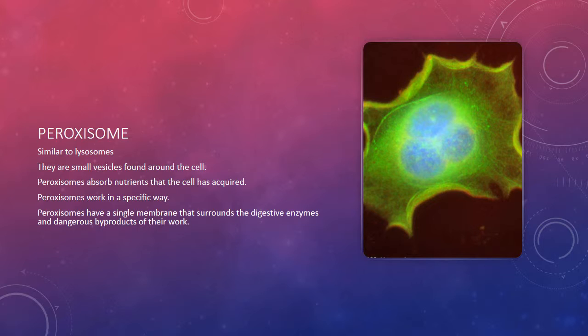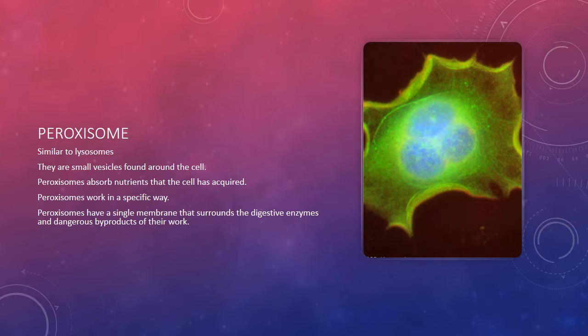Peroxisomes have a single membrane that surrounds the digestive enzymes and dangerous byproducts of their work. The protein enzymes are usually created by ribosomes floating in the cell. They then insert the protein into the peroxisome bubble. Peroxisomes continue to grow until they split in two.